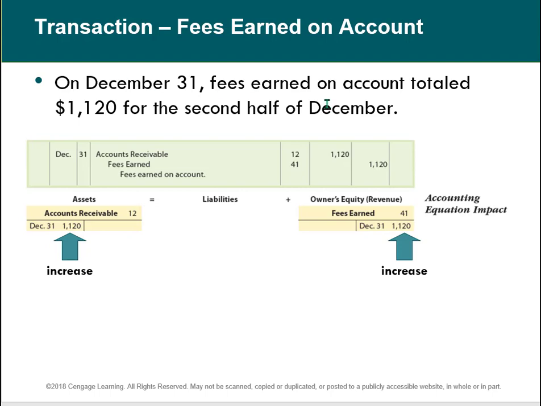On 12/31, fees earned on account totaled $11.20. Okay, so we did the job that was sitting in the receivable. No, it wasn't. We completed a job, but we haven't received the cash yet. So we're going to record an increase in accounts receivable and credit fees earned.